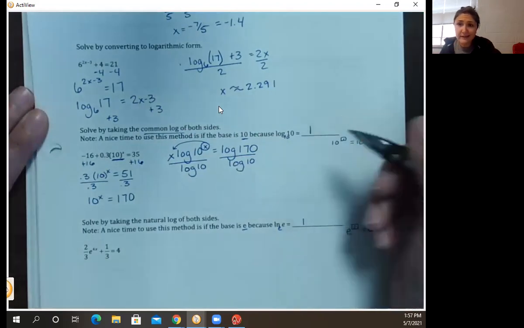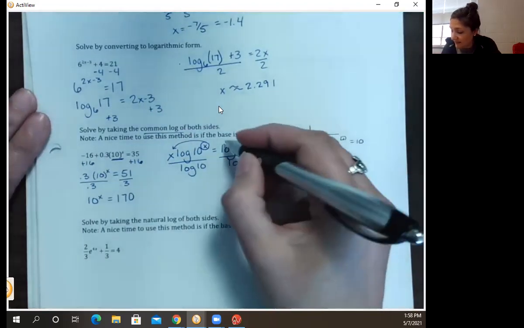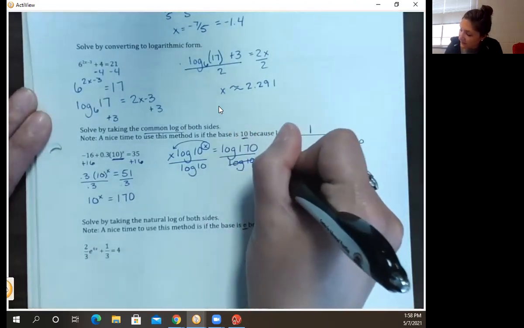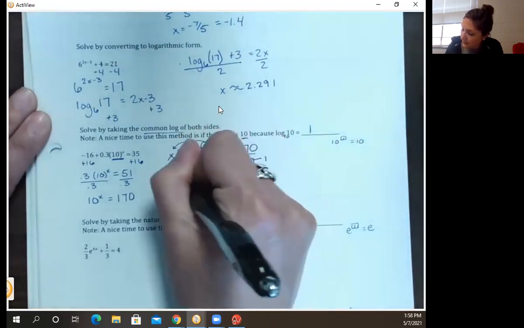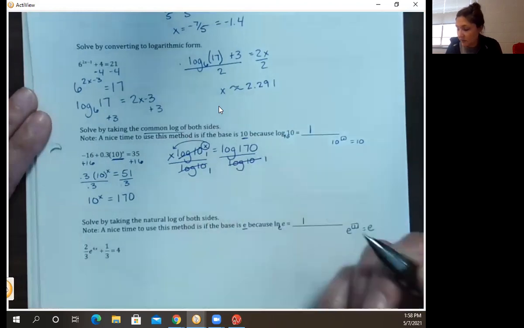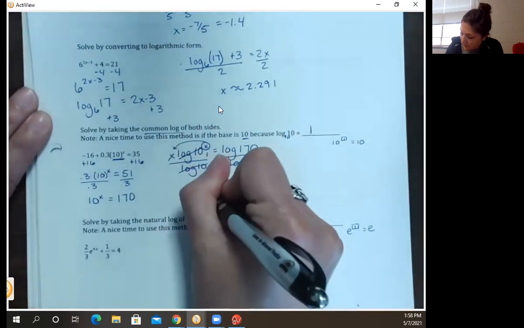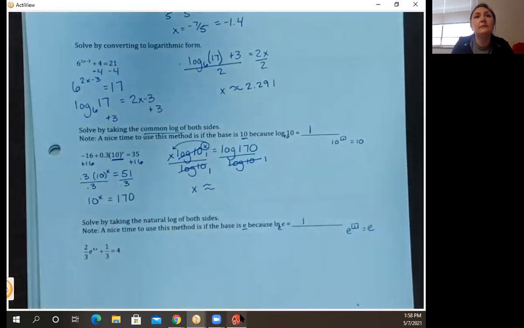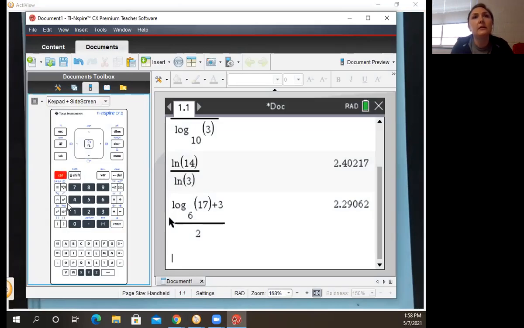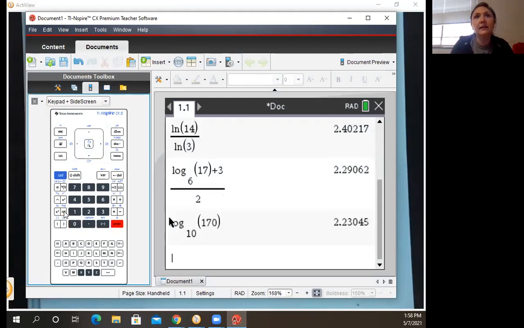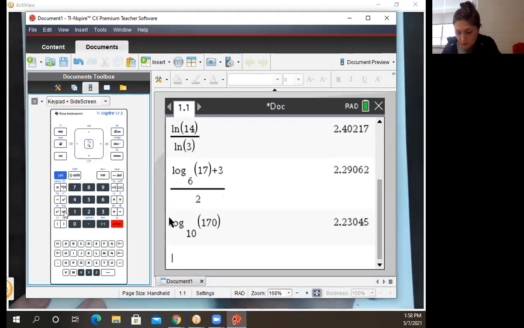Now, if you don't remember this, that's fine. You're not going to get it wrong if you type this into your calculator. But if I remember that the common log of 10 is 1, I save myself a little typing because this piece is just 1. I actually don't need to divide by it in my calculator. I can just find the log of 170. So I get x to be, if I find the log of 170, pull up my calculator here. Log base 10 of 170 gives me 2.230. I round to 3 decimal places.